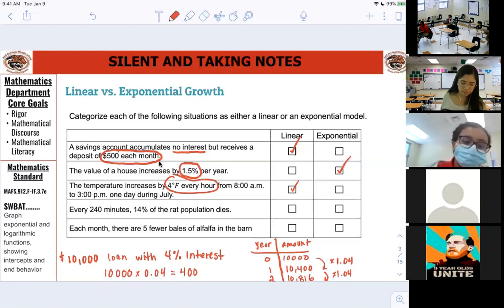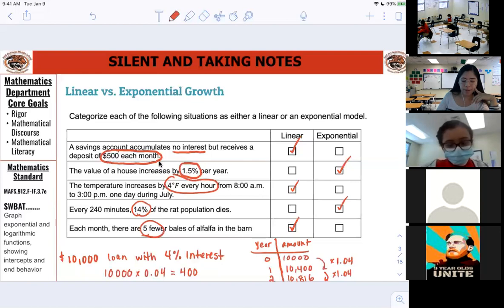Every 240 minutes, 14% of the rat population dies. What is this, linear or exponential? Exponential. Good. Percent. And then finally, each month there are 5 fewer bales of alfalfa in the barn. Alfalfa, it's a type of vegetable. Good. Linear. So exponentials are percents and decimals, and linears are just whole numbers and adding.